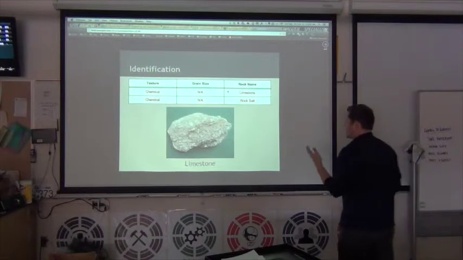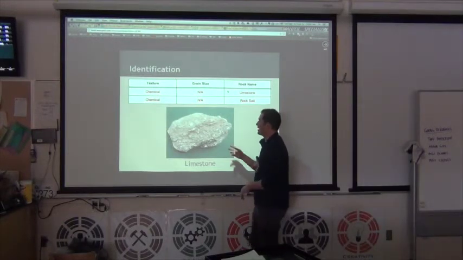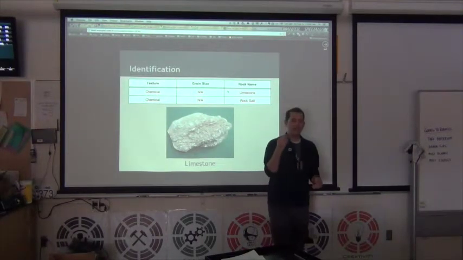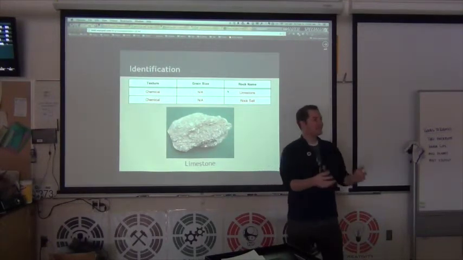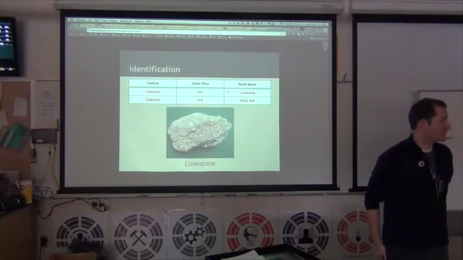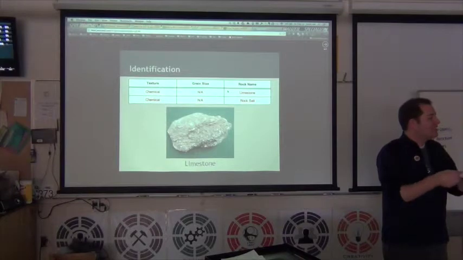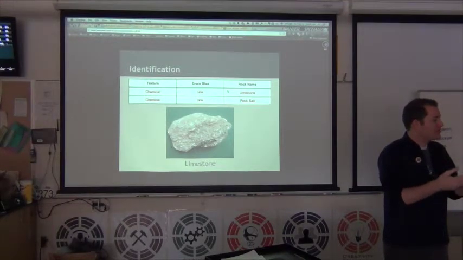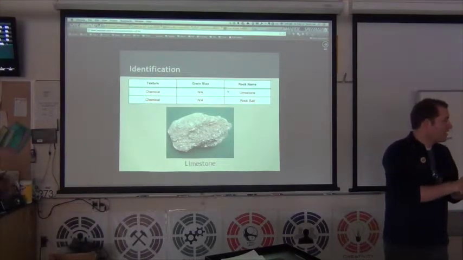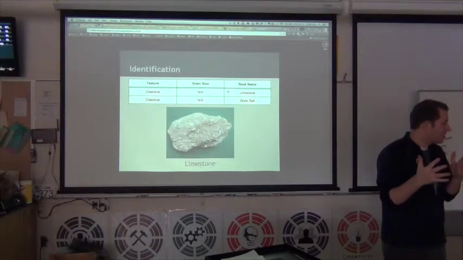Okay, limestone. Limestone is actually made of the remains of small bacteria or small creatures. So it's fossil. It has lots of fossils in it. So it's like the shells and all of the bodies of all of these old creatures that are now stuck together. So have you ever seen the White Cliffs of Dover?